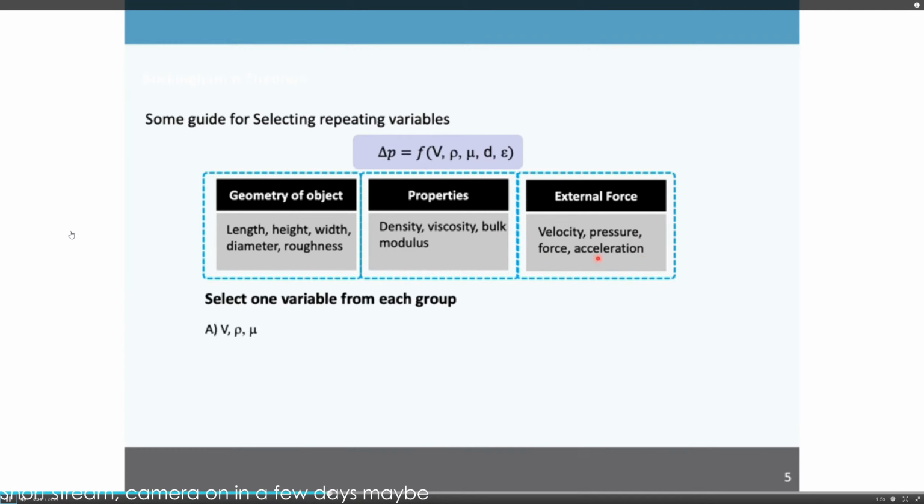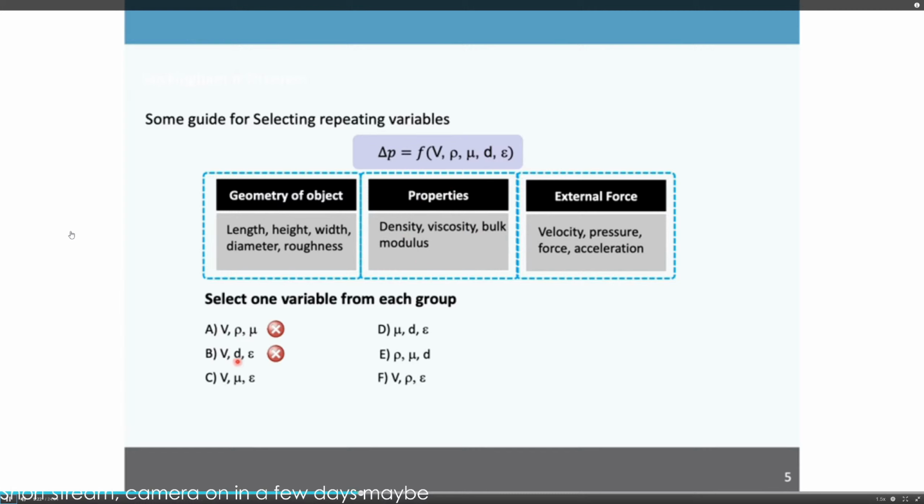Now, if we have a problem, say pressure drop is a function of velocity, density, viscosity, diameter, and some form of the roughness of the pipe, and we want to form repeating variables, then we can choose a combination of three. Without looking at this, I can choose any three. The reason why this is not going to be a good set of repeating variables is that you have density and viscosity in this group, and both come from the same group of properties. So it's not going to be a good repeating variable set.